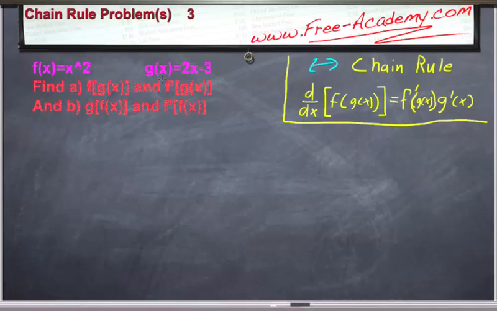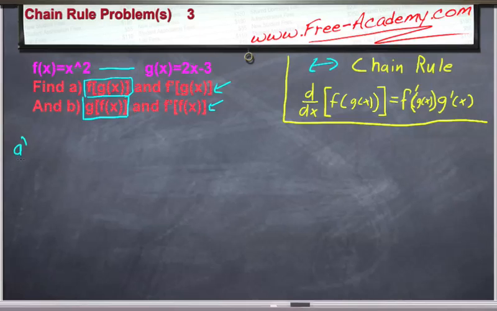For starters, we've been given f of x equals x squared and g of x equals 2x minus 3. We want to take f of x and g of x and combine them into f of g of x and g of f of x, and then find their respective derivatives. I'm not going to do problem A to completion and then problem B. I'll do f of g of x and g of f of x first, because getting the hang of combining these functions is pivotal to really understanding the chain rule.